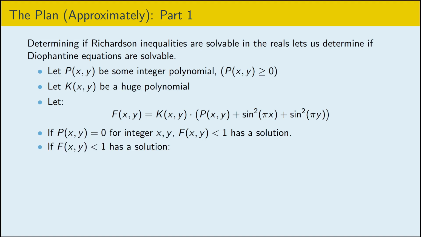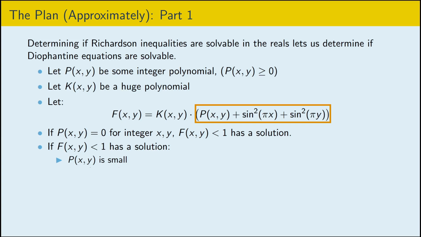On the other hand, if f of xy is strictly less than 1 has a solution, then this term here is going to have to be very small, since k is very large. So p of xy is going to have to be small. It's going to have to be less than 1 and close to 0. These sine terms are at least 0 because they're squared, and p is at least 0. So what we have here, this sum is going to be a partition. We can't allow one of the terms of this sum to get large by having another term be negative. It's just the sum of 3 non-negative things, and together that sum has to be a pretty small number, like less than 1 over k.